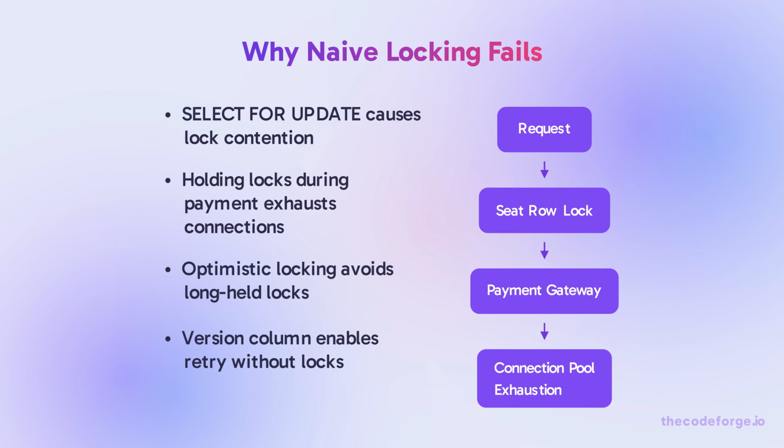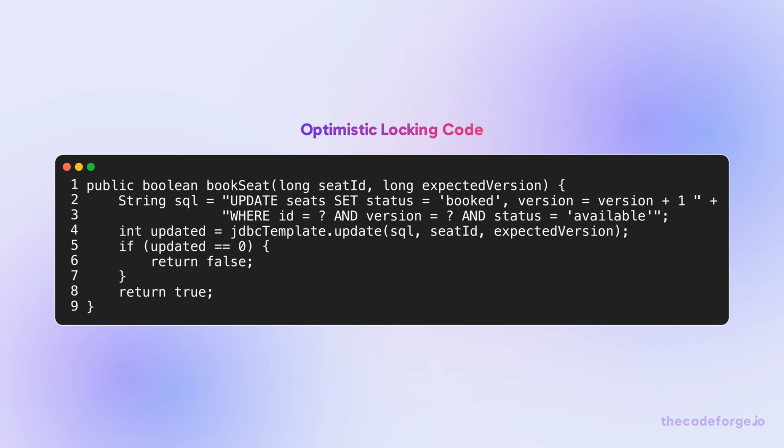Most tutorials show select for update, but that becomes a bottleneck under load. If you hold the lock while calling a payment gateway, you'll exhaust your database connection pool. The fix: optimistic locking with a version column. Here's the optimistic locking code. It updates the seat only if the version matches. If 0 rows are affected, the seat was already booked or version changed, so you retry.